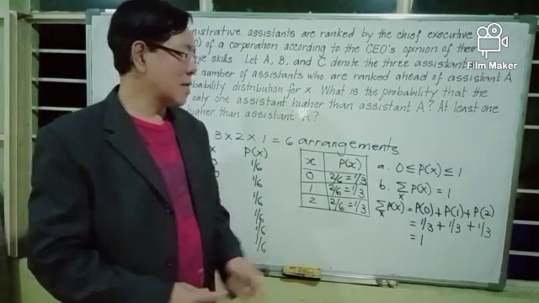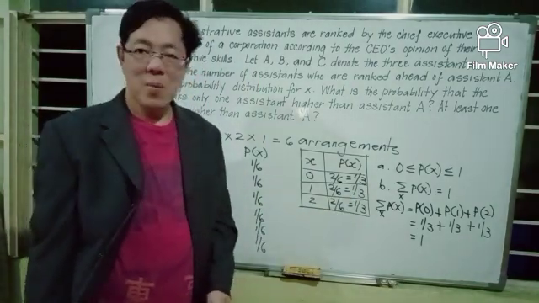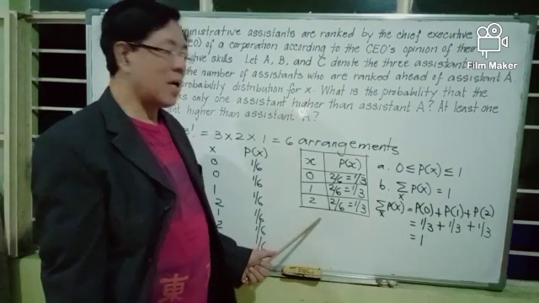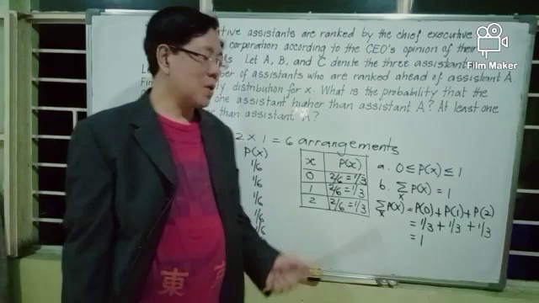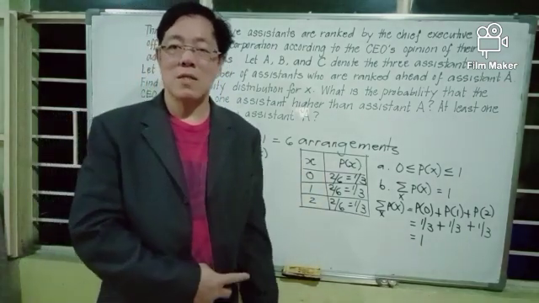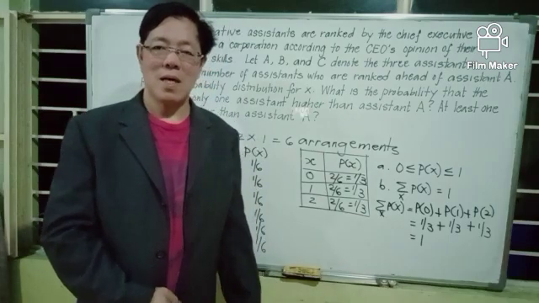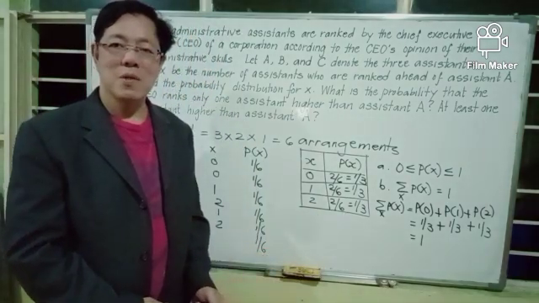Thus, the second condition of probability distribution is satisfied by our probability distribution for our discrete random variable x, representing the number of assistants who are ranked ahead of assistant A. Therefore, this probability distribution is correct.